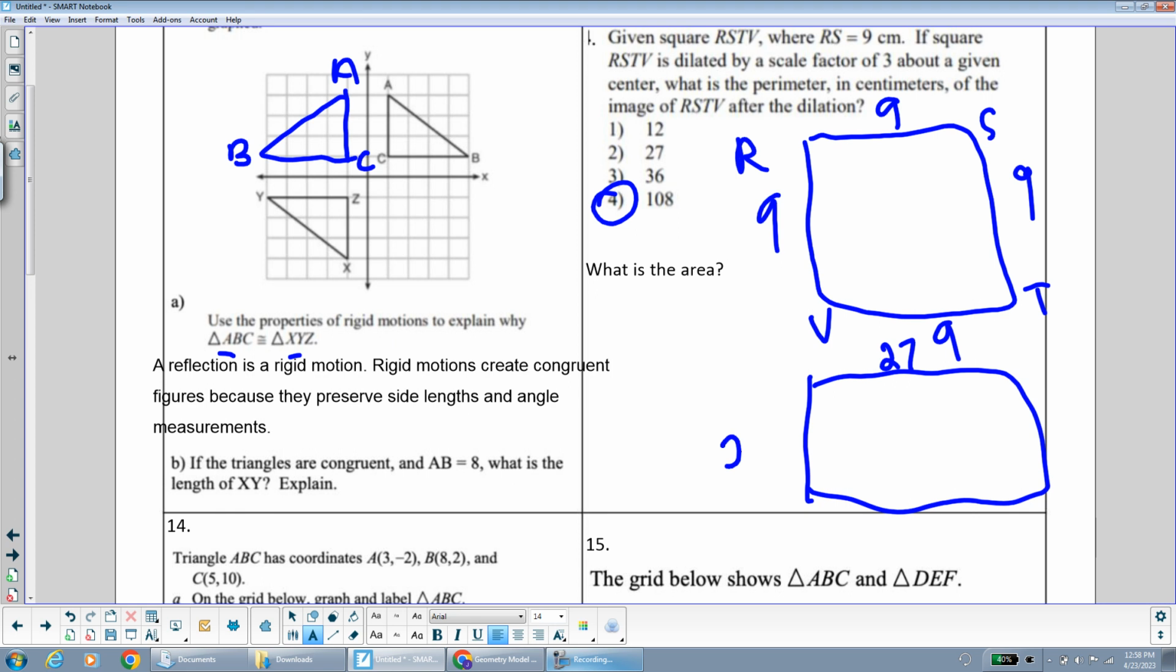The area would be length times width. So that would be 27 times 27, which would be 729. 729 units squared.